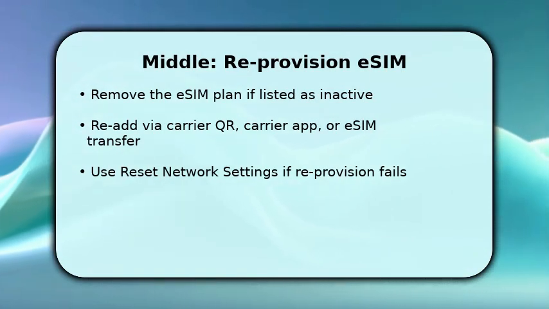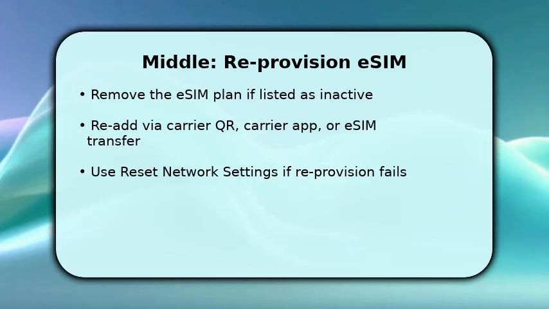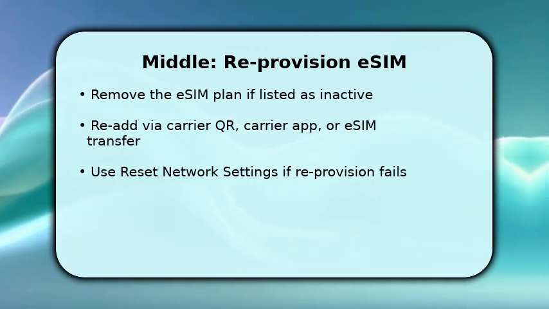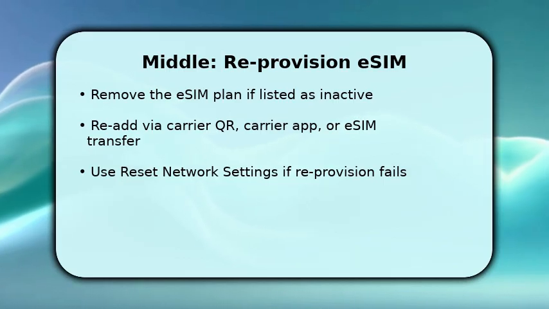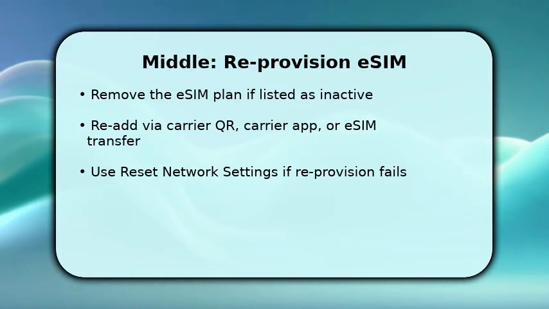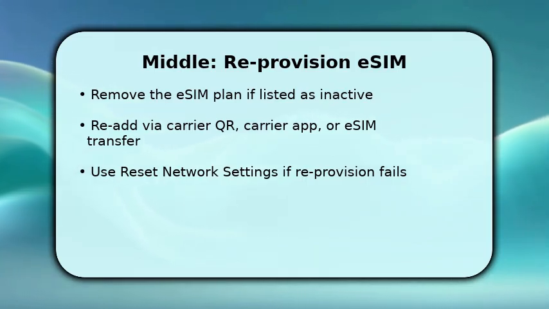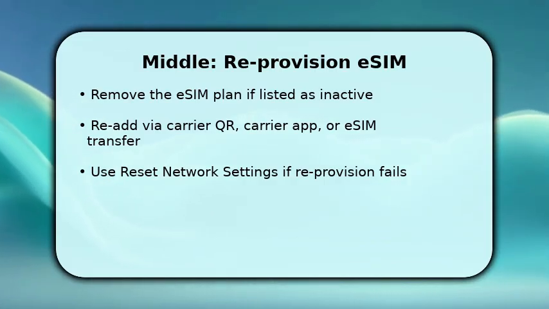If the eSIM is present but SOS only, remove the cellular plan from Settings Cellular and restart the phone. This clears a stuck profile. Then re-add the plan using the carrier QR code, the carrier's app, or the iPhone's eSIM transfer tool. Follow on-screen prompts and accept carrier settings.